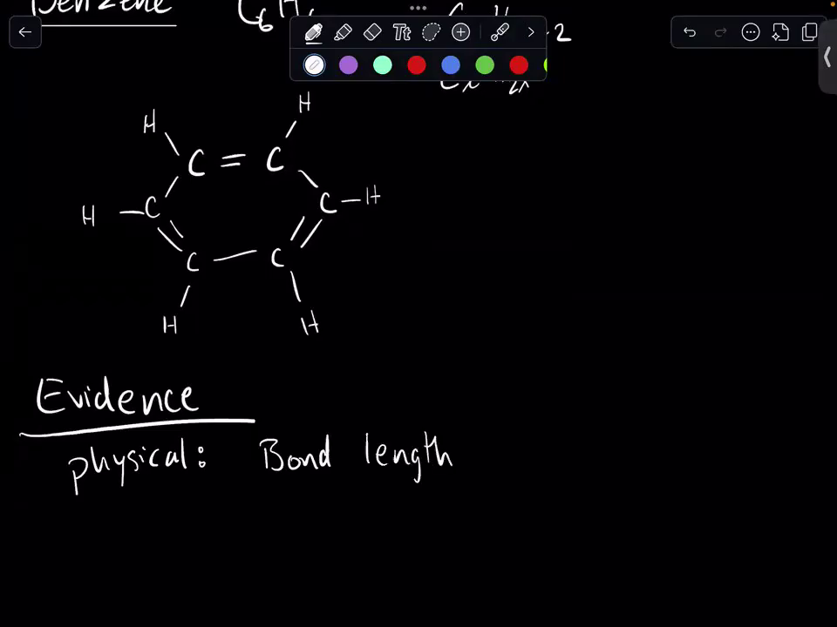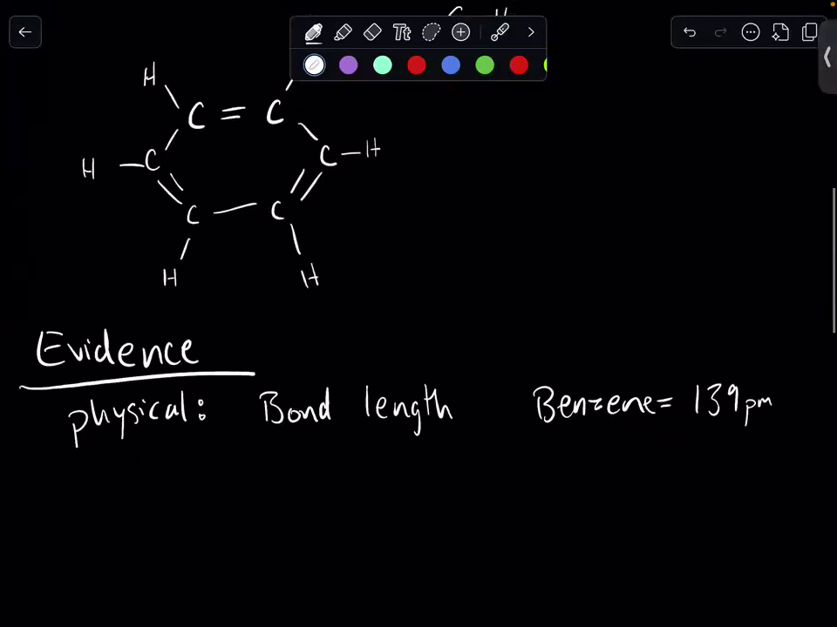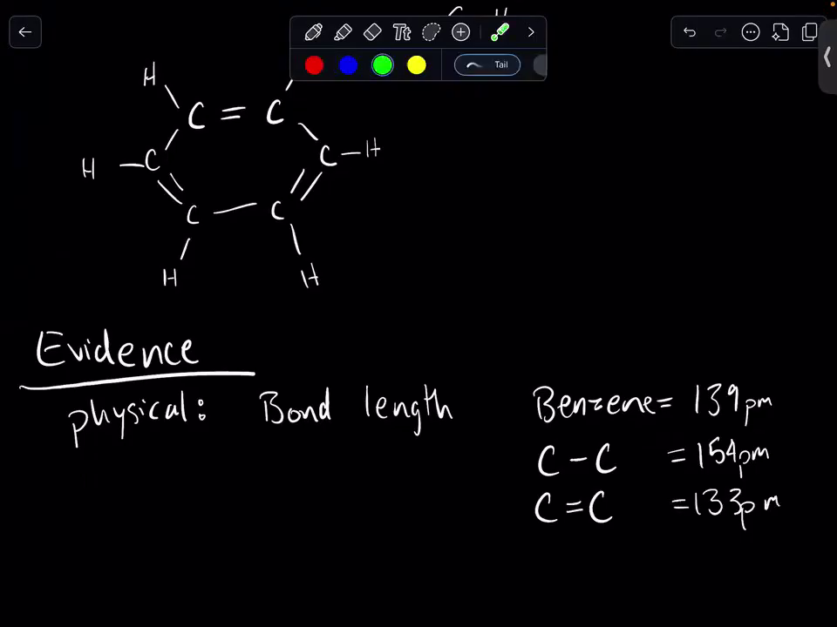At the time, we were able to determine that the bond length of the benzene bond was somewhere around 139 picometers long. So each carbon to carbon bond within benzene was 139 picometers. However, we also knew at the time the carbon-carbon single bond had a length of 154 picometers, while the carbon-carbon double bond had a length of 133 picometers. What we notice is that the length of the benzene bond fits right in between these two values.